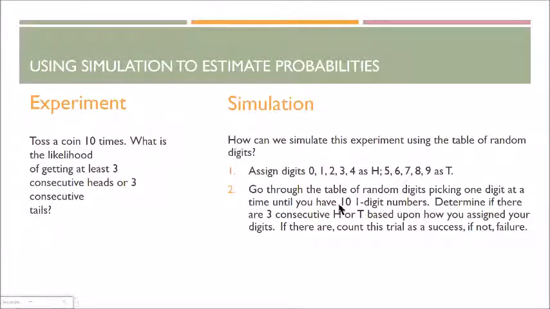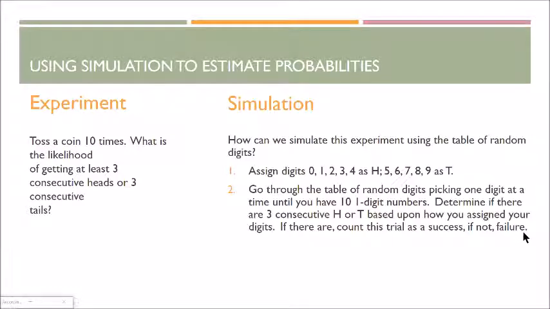Those 10 one-digit numbers represent our one trial, right? And then we're going to determine in those 10 one-digit numbers if there are 3 consecutive heads or tails, based upon how you assigned your digits. In other words, 3 consecutive numbers between 0 through 4 or 5 through 9. If there are, we're going to count that as a success. If not, we're going to count that as a failure. So that's one trial. And then from that one trial, we determine success or failure.